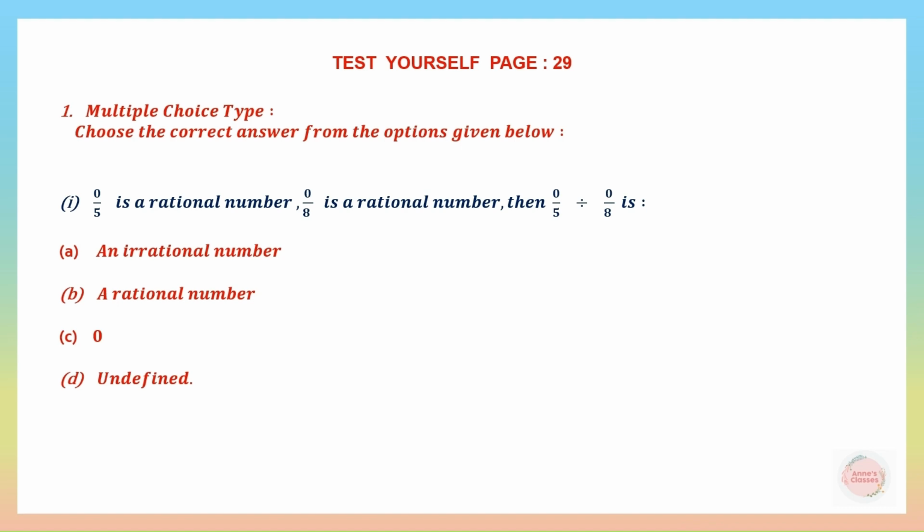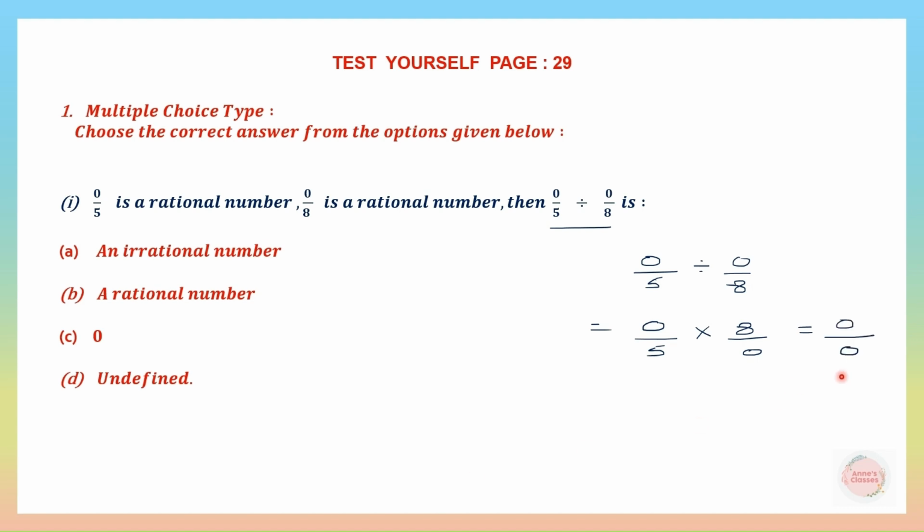So let's do that division and see. So we have 0/5 divided by 0/8. This is what is given to us, 0/8. Now, how do we do division of rational numbers? We write 0/5 into, write the reciprocal, 8/0. And then we multiply the numerators and denominators. 0 into 8 is 0, 5 into 0 is 0.